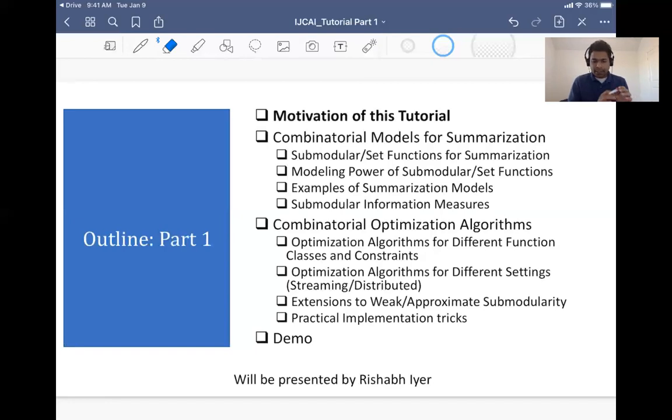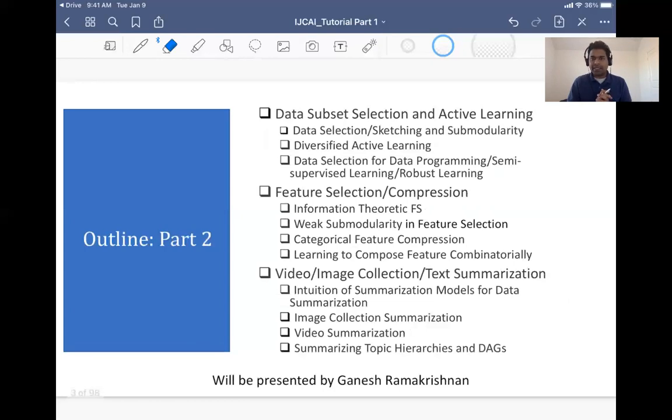The second part will be covered by Ganesh. Ganesh will focus on three specific applications. The first is data subset selection. Essentially, how do you select subsets of data? Why do you want to select subsets of data? You may want to select subsets of data to train efficiently, so you can reduce the training cost and the training time by, say, a factor of 10 if you select a 10% subset. You might want to select a subset of data to actually label. That means you have a lot of unlabeled data and you select only a subset to label, therefore you can reduce the labeling cost, and so on and so forth.